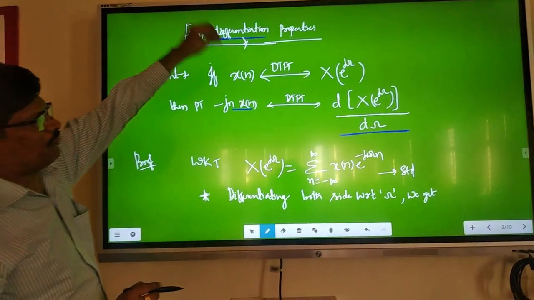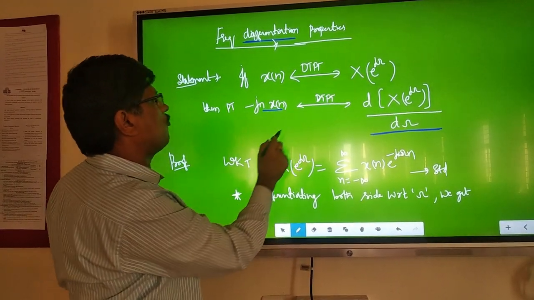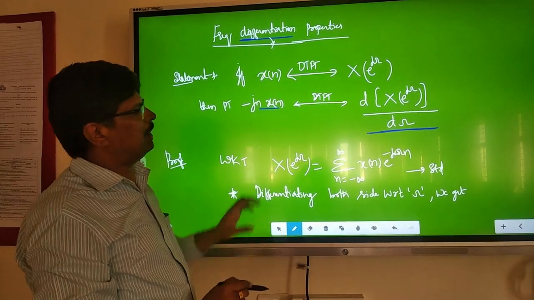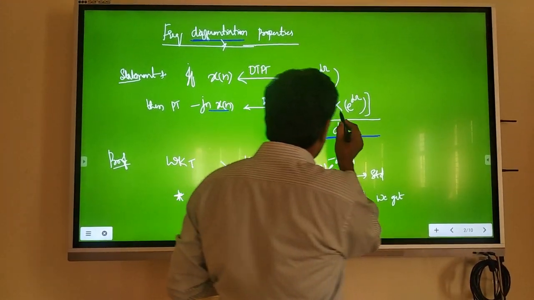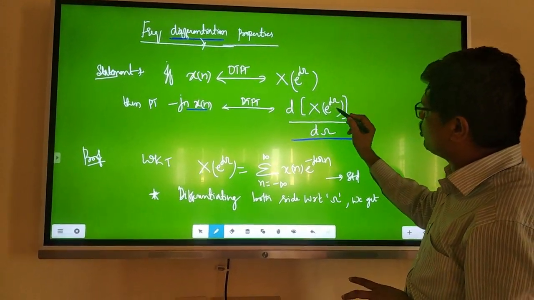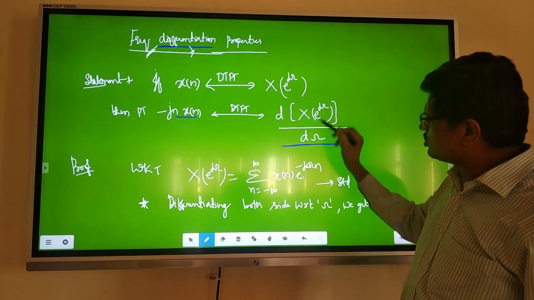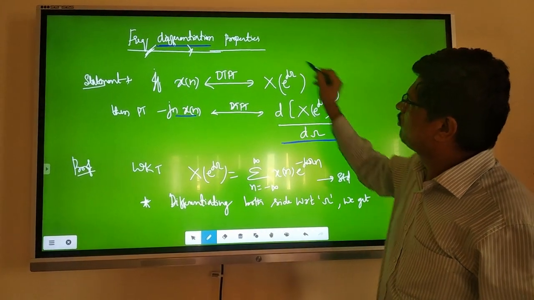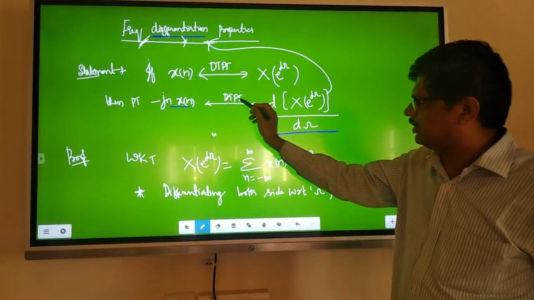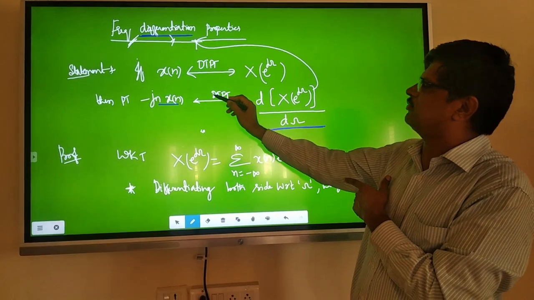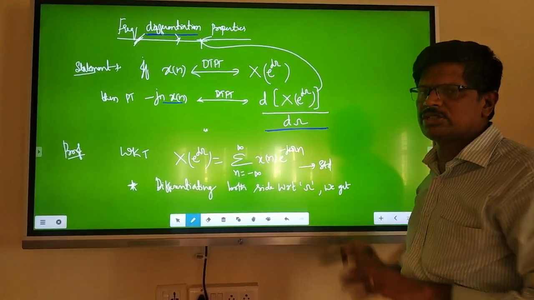If the discrete time Fourier transform of x(n) is given by X(e^{jω}) in the frequency domain, then the DTFT of x(n) multiplied by -jn is equal to the derivative of X(e^{jω}) with respect to ω, that is dX(e^{jω})/dω. That is the frequency differentiation property: x(n) multiplied by -jn is equivalent, in the frequency domain after taking the DTFT, to the derivative of X(e^{jω}) with respect to ω. That's the statement.